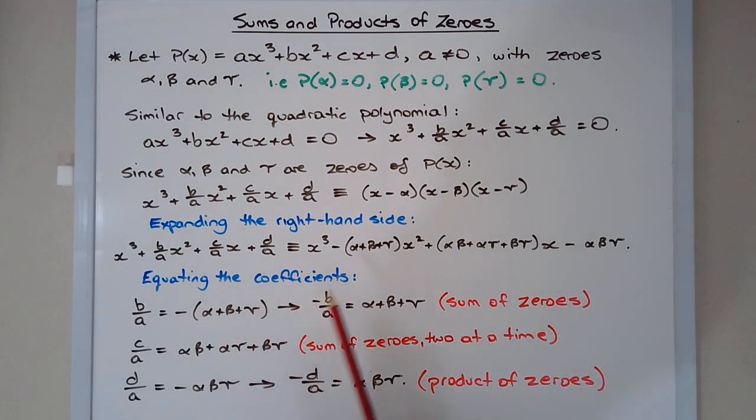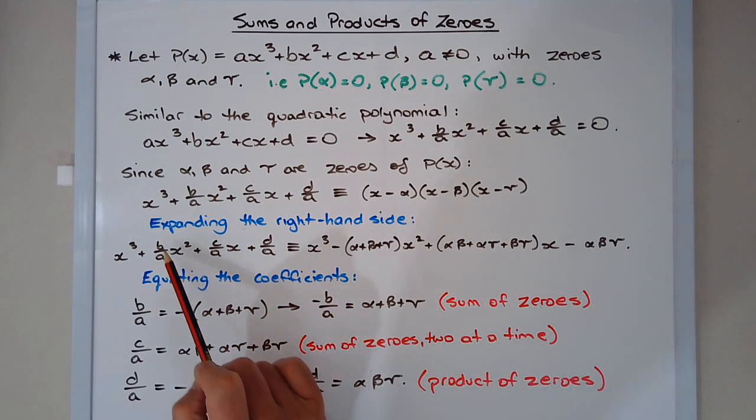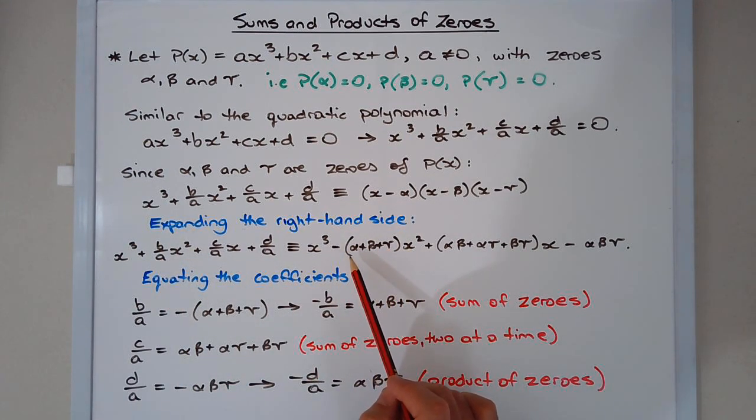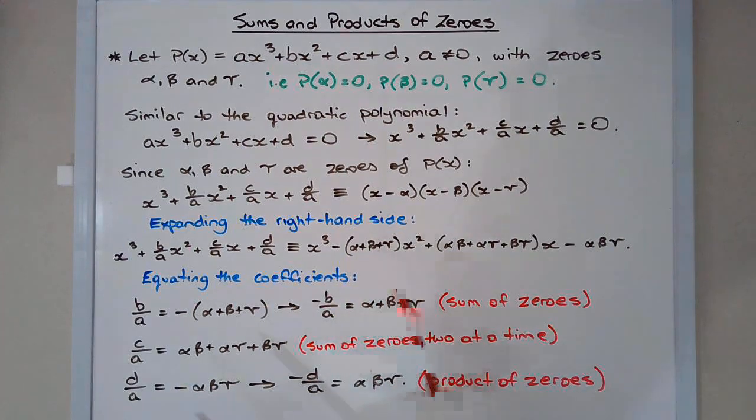Now, equating the coefficients, we have b on a, so this is the coefficient of x squared on the left-hand side. So this one equates with the coefficient of x squared on the right-hand side, so negative alpha plus beta plus gamma, obviously in brackets. So b on a is equal to negative alpha plus beta plus gamma, expanding the brackets.